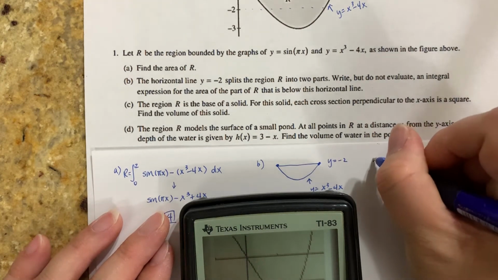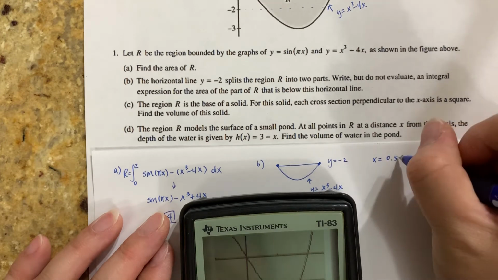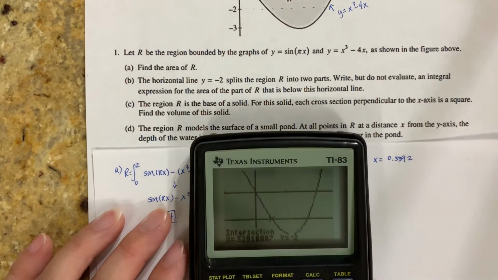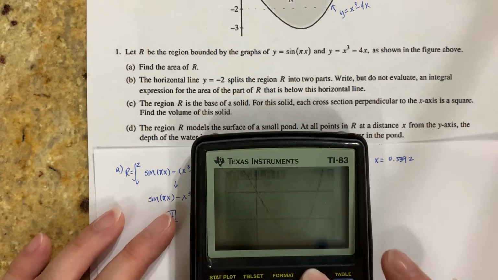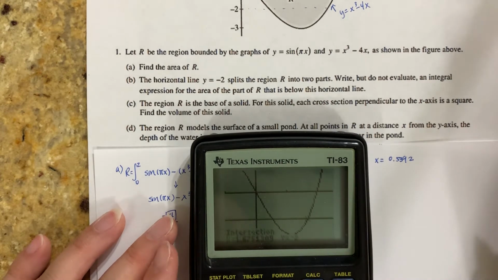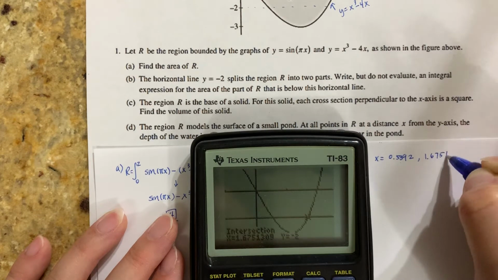So my first point is x equals 0.5392. All right. And then for the second intersection point, I have to do this whole thing all over again. Second calc, intersect. Now I'm going to the second intersection point, moving over as quickly as I can. Enter, enter, enter. My second intersection point is at 1.6751.